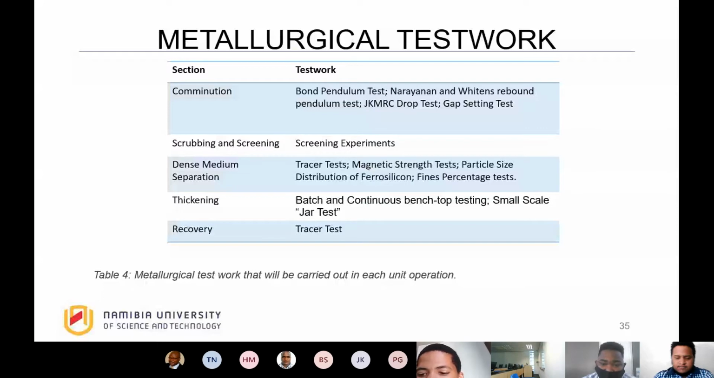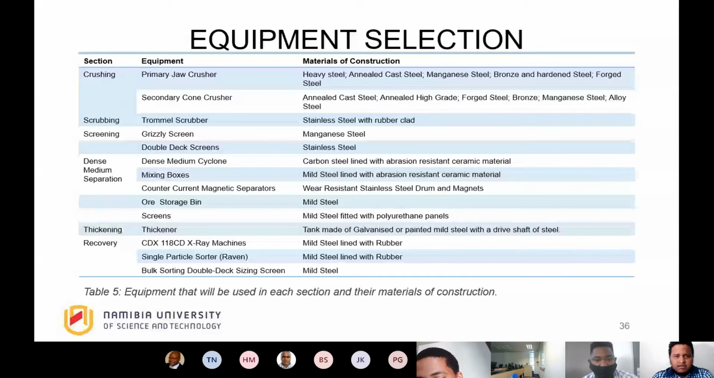Next slide, Dorian. Dorian, next slide. Are you not going to speak of the equipment selection? I don't see the equipment. It's not showing here. Yeah, now it's here.